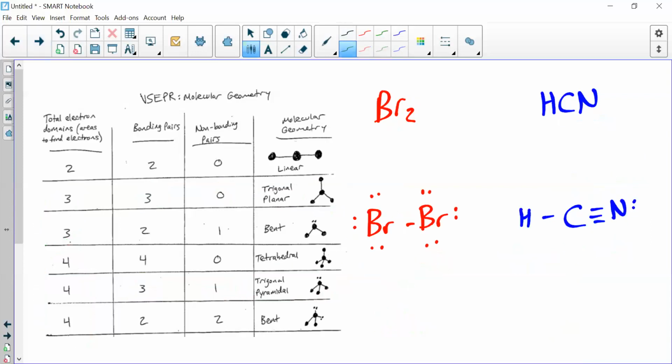Br2. The 2 elements are the same. This has to be linear. And this is going to be non-polar because it's the same element.